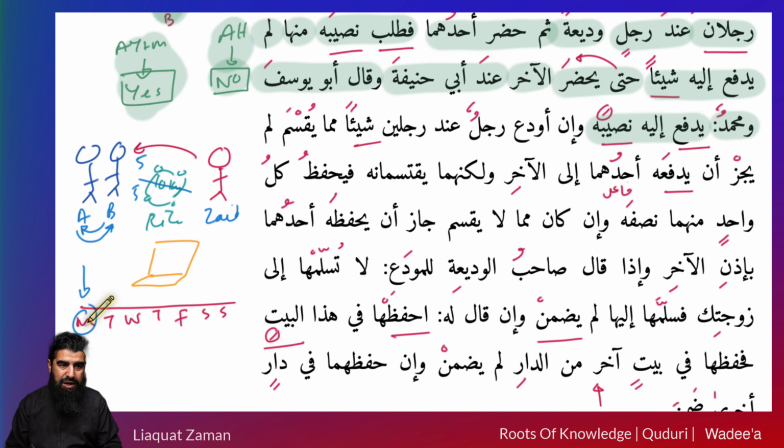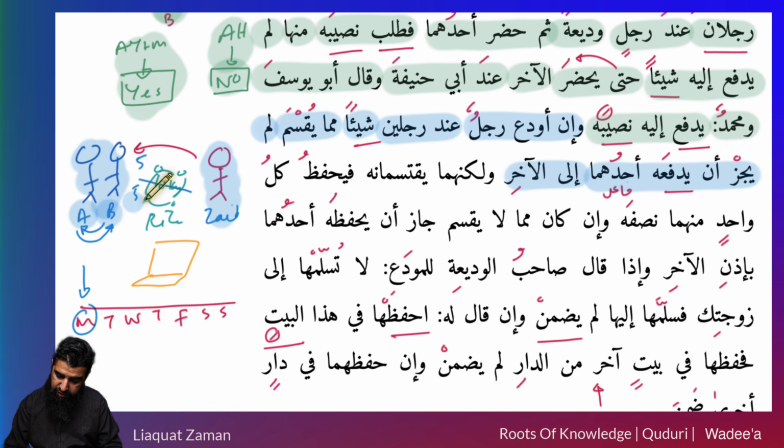So this was done on, let's say, Monday. So if one man deposits with two men something which is divisible, it's not permissible for one of them to hand it over to the other.